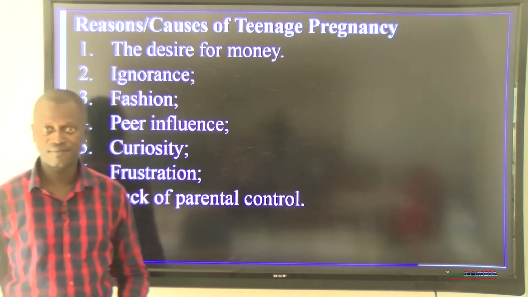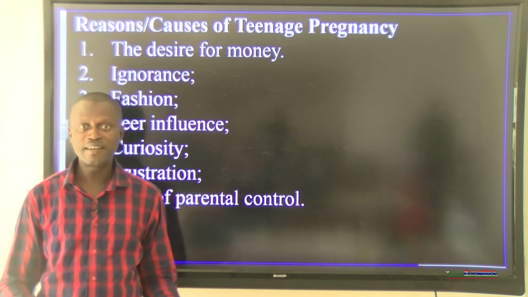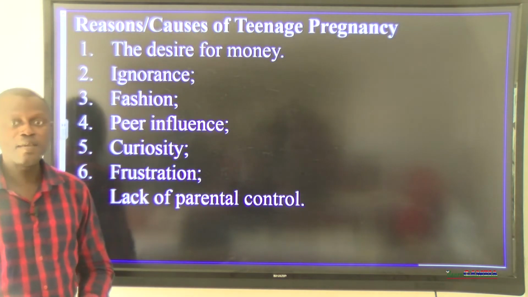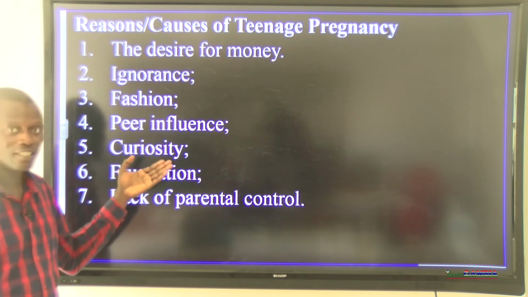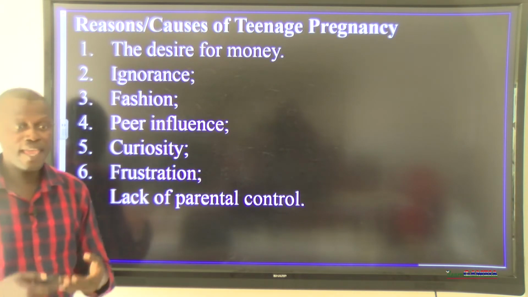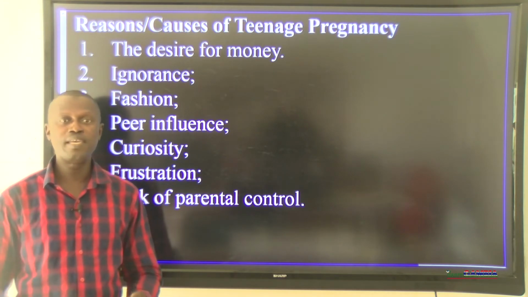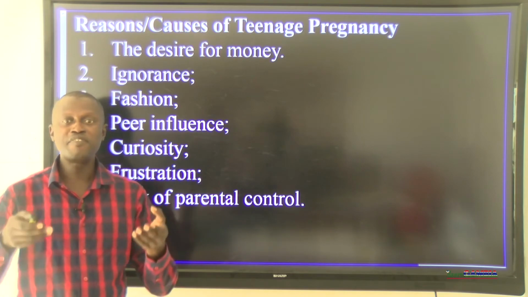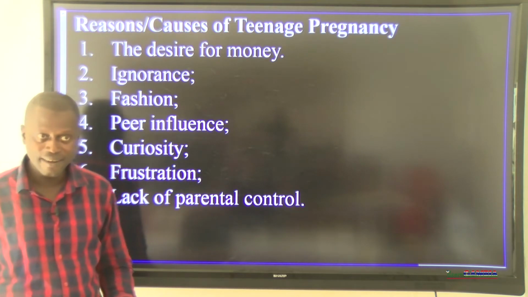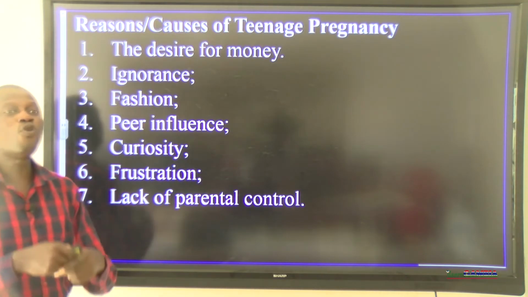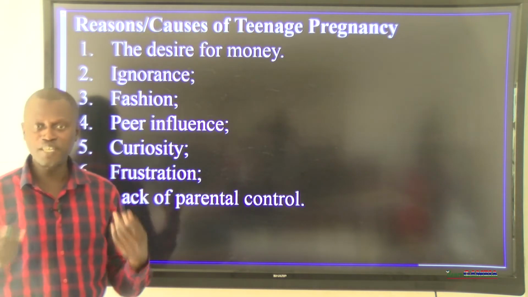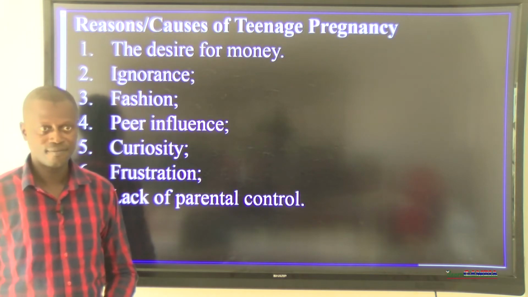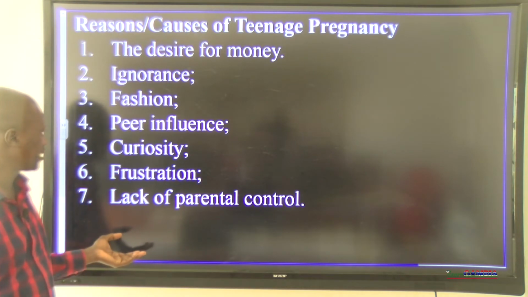Peer influence. Some friends will be advising each other in an immoral way. You advise your friend in a way that is not going to be beneficial to the friend. You give a kind of advice to a friend that has no link to the friend's future. It also results to teenage pregnancy.